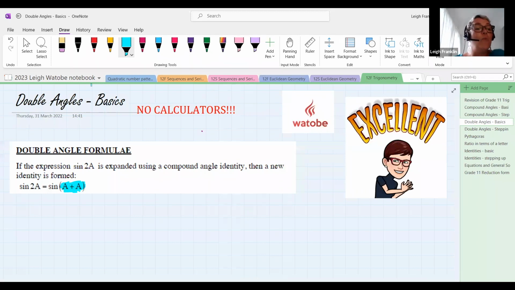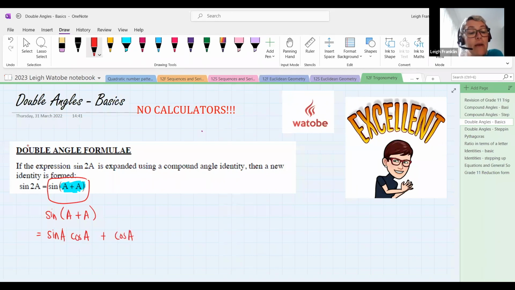So where does this come from? Well, if we work with our sine compound angle formulae, if I work with sine of A plus A, this is what happens. This is using my compound angle formulae. It would end up being sine A cos A plus cos A sine A. That's using my compound angle formula. And when I look at these two terms, I notice that they are like terms.